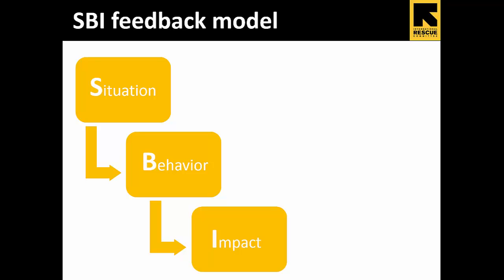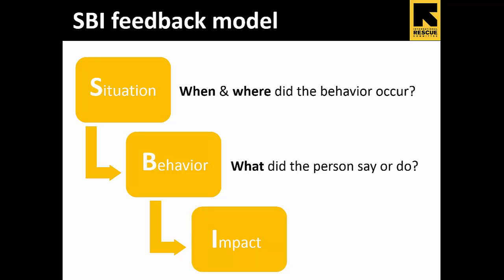When we say situation, what you're doing here is describing when and where the behavior occurred. Behavior describes specifically what the person said or did. And impact looks at how the behavior affects you or others. Situation, behavior, impact. A simple three-part model to help you prepare what you're going to say when you give feedback.